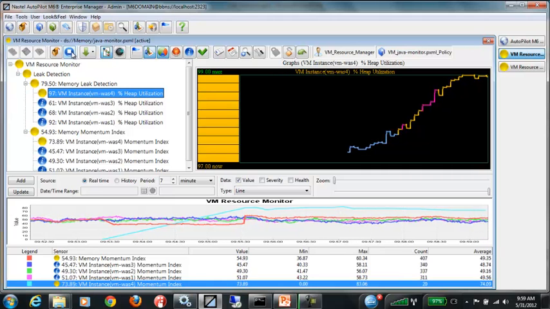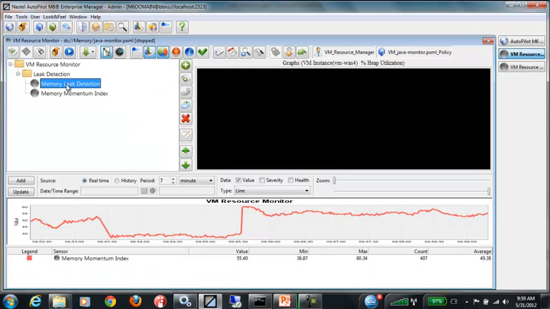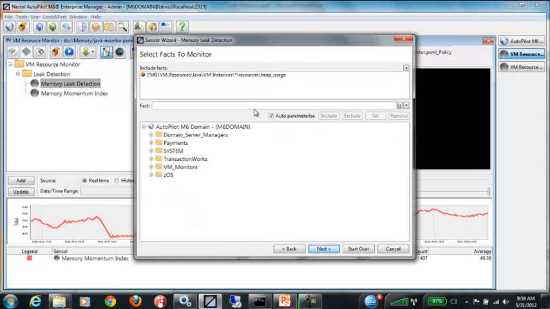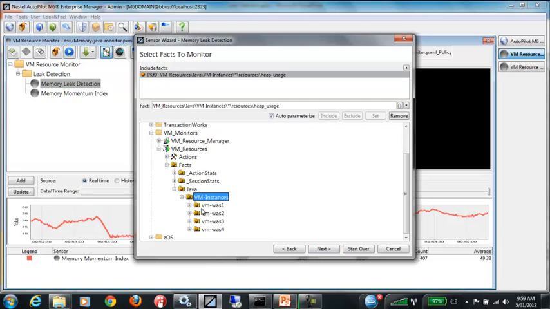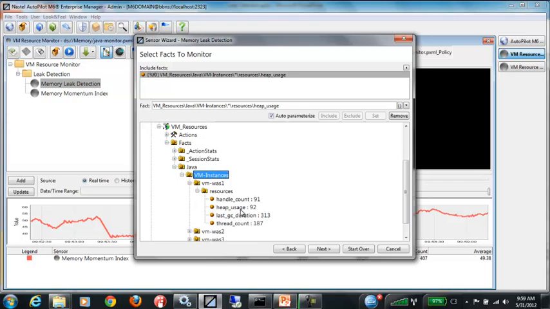Now, what I'd like to do is stop it and show you how AutoPilot is using these momentum indicators. So I'll stop this, right-click on the leak detection, and go through the wizard. What we're doing here is collecting WAS information, or WebSphere application server information, for 3 application servers, and we're monitoring information such as handle counts, heap utilization, GC duration, as well as the thread count.